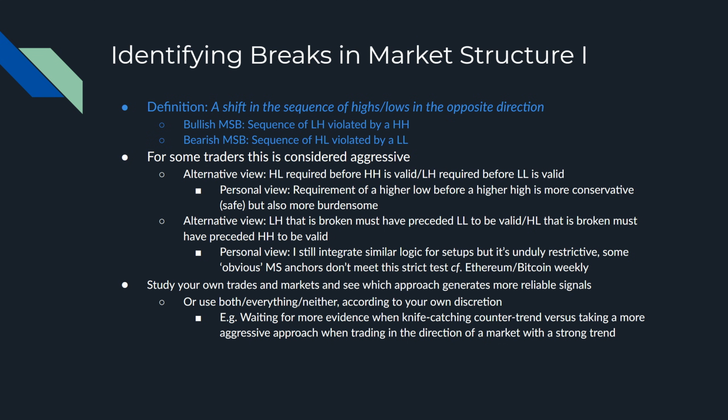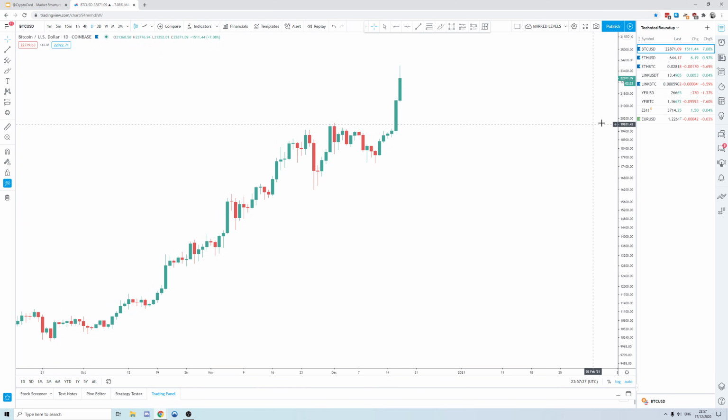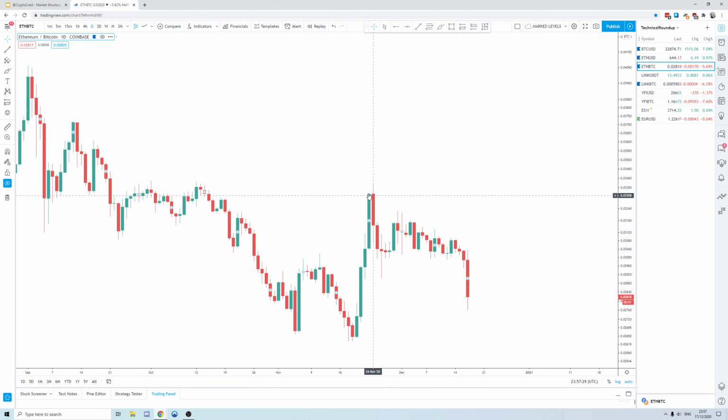Again, I think it's just needlessly complex. You can just see how simple my definition is compared to all the other caveats. Simple isn't always better, but in this instance, I feel like it's beneficial. And I still integrate similar logic for setups in terms of how significant this high or low is, but I think it's unduly restrictive, and some obvious market structure anchors just don't meet this strict test. Ethereum and Bitcoin on the weekly time frame come to mind.